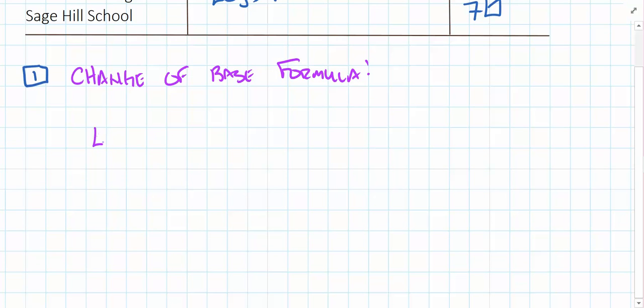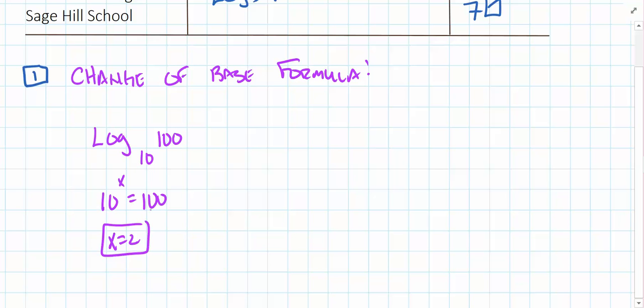So if we just want log of, I don't know, I'll say 100, okay? This is very, very simple, right? What does this mean? If I don't write an actual base in here, what can you assume the base is? The base is 10. So this means that 10 to the what power would give me back 100, and of course x would have to be 2. This is not a big deal, right?